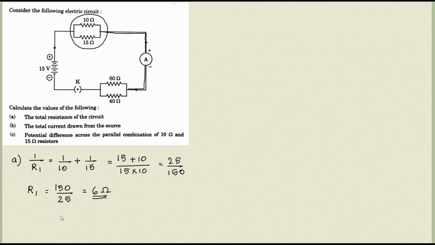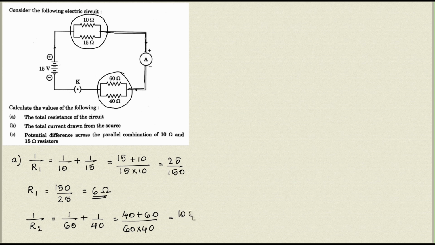Okay. Now we have to find the effective resistance of the 60 and 40 ohm. So we can simplify it further. So 1/R2, I am taking it as R2. That is 1/R2 = 1/60 + 1/40. So that becomes (40 + 60)/(60 × 40), and that is equal to 100/2400. Yes, from that we can find what is R2. R2 is equal to 2400 divided by 100, and that is equal to 24 ohm.